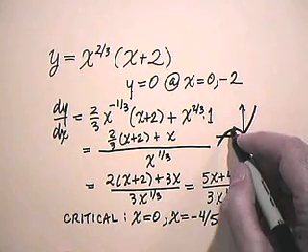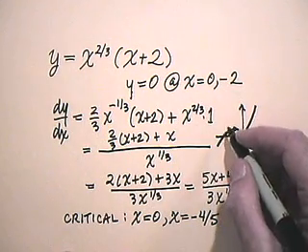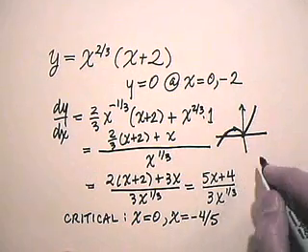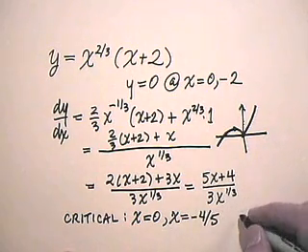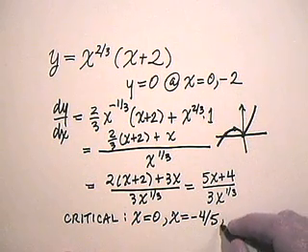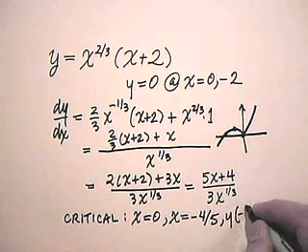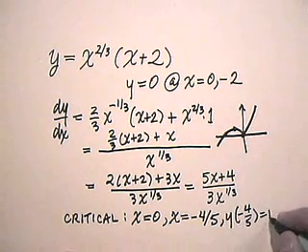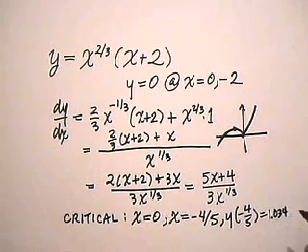And if we calculate this, it comes out to be about 1.034. In other words, the value of y at negative 4/5 is about 1.034, giving that local maximum value there.